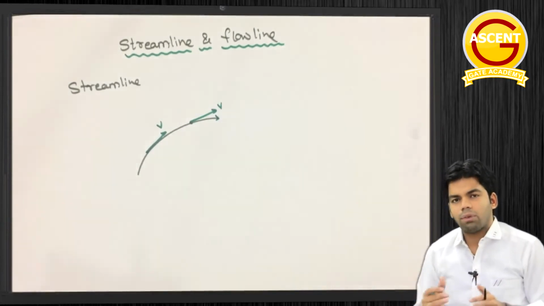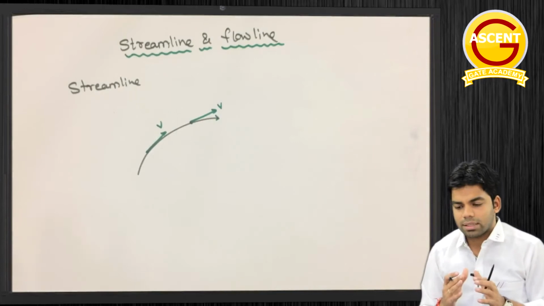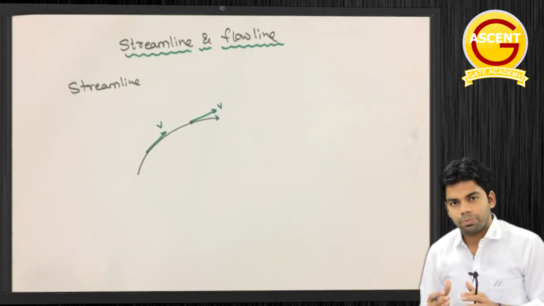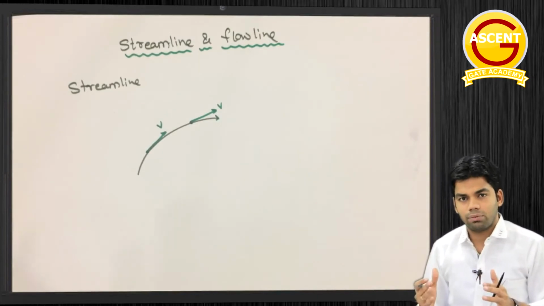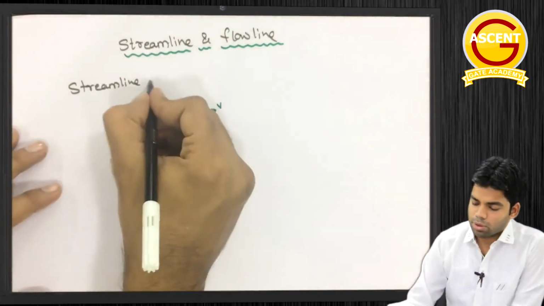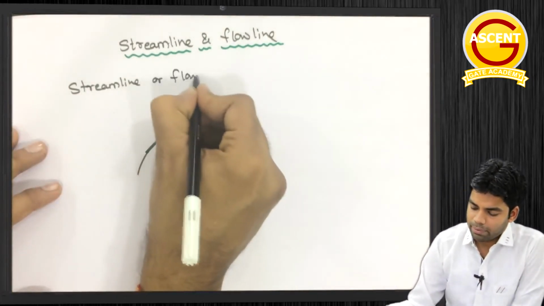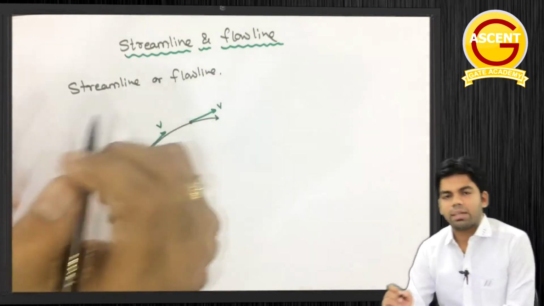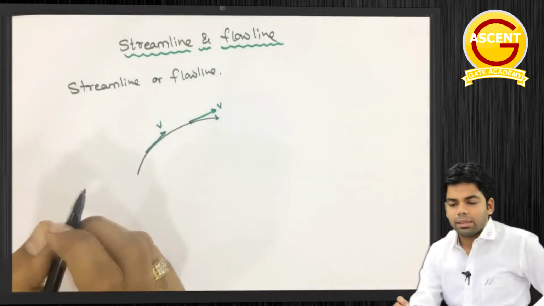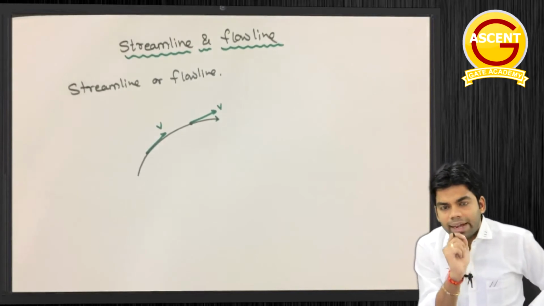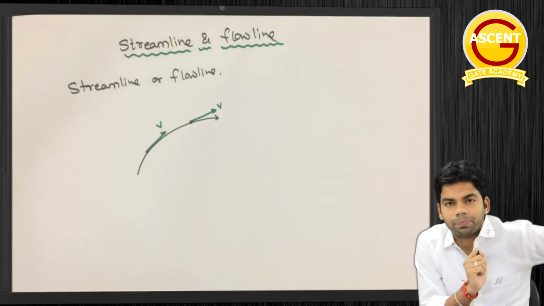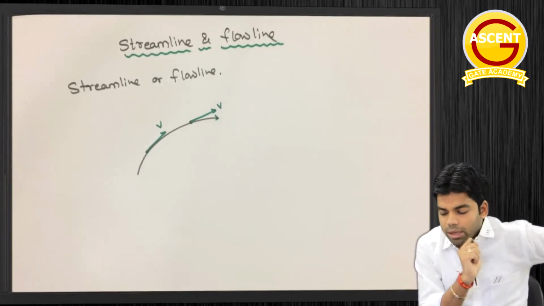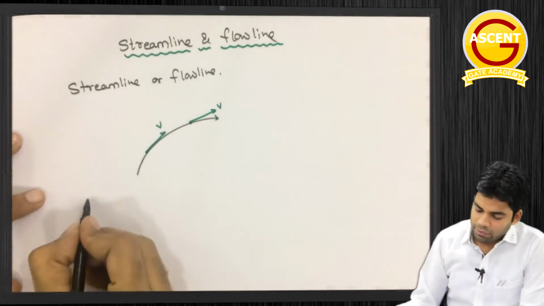Now velocity of flow we are getting, that means obviously this is also the direction of flow. This streamline will always be in the direction of flow, and that's why this is also called the flow line. So how can we define the streamline? Imaginary line, the tangent to which at any point gives velocity at that point. Getting this now?